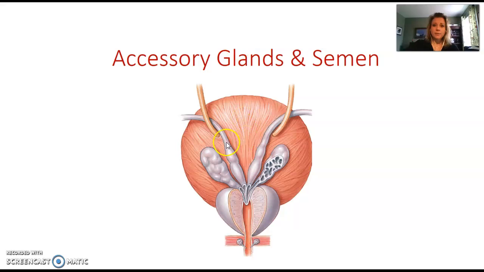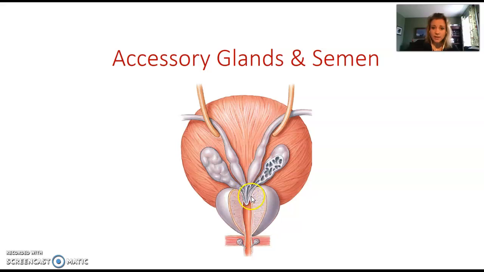So the other structures that we're looking at at the posterior aspect of the urinary bladder include the ampulla, these swollen ends of the vas deferens. We have our seminal vesicles here, and you can see here that part of the seminal vesicle has been cut away, just sectioned, so that you could see what it looks like on the inside.